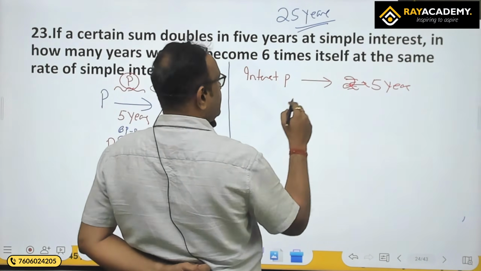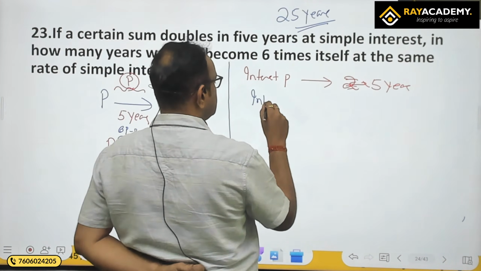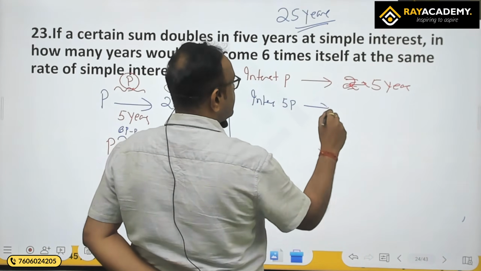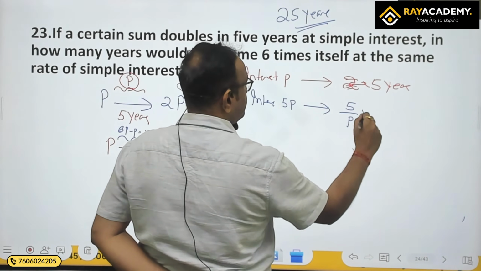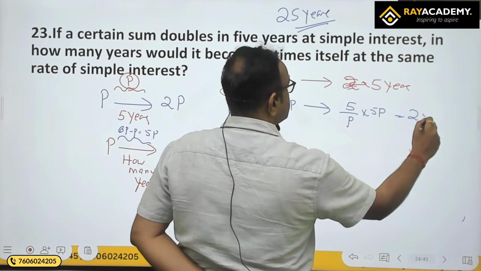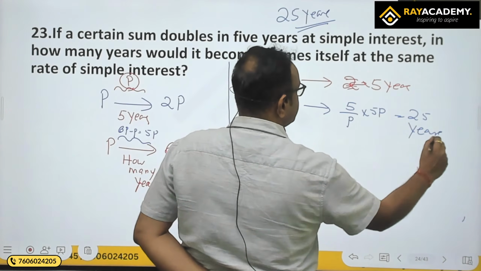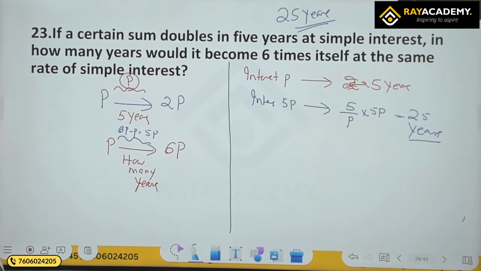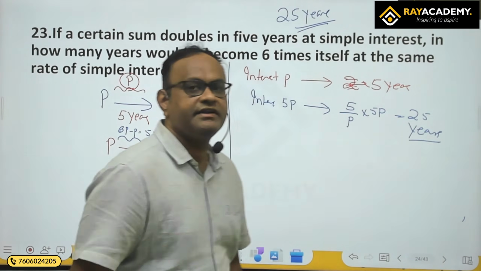If interest P is generated in 5 years, then how much time for interest 5P? 5 times 5, so that is 25 years. So at one shot you can do it, no formula is needed, same answer you got: 25 years. Hope you are getting it.